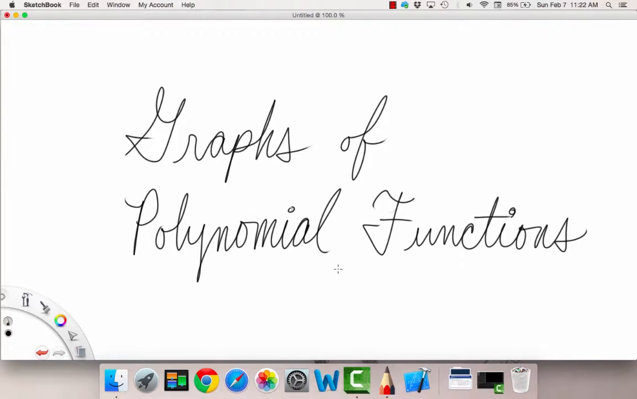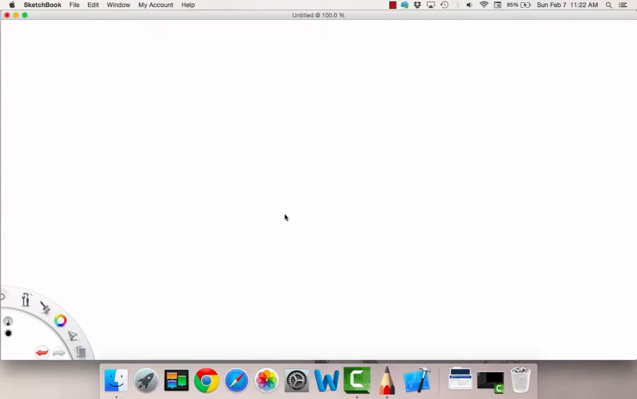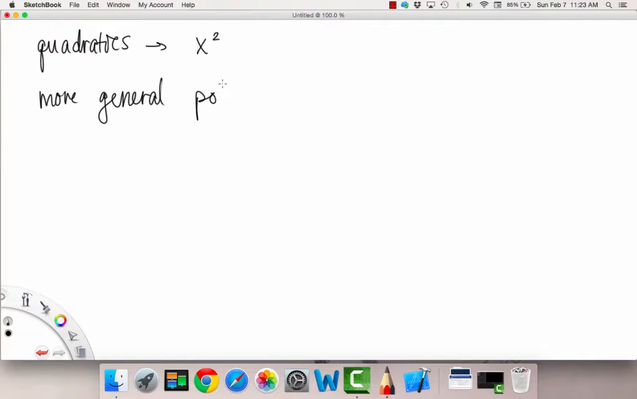To the concepts video on graphs of polynomial functions. So in the previous section, we studied quadratics, meaning of the form x squared. So quadratics are anything where you have some variable being squared, or to the power of 2. So now what we're going to do in this section is study more general polynomials, okay?